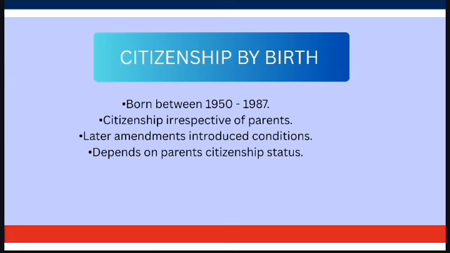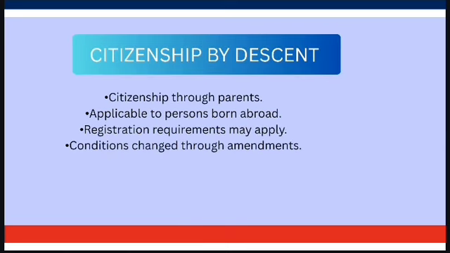After later amendments, additional conditions were imposed regarding the citizenship status of parents. The objective was to prevent illegal migration while preserving genuine citizenship rights. Next is citizenship by descent. Citizenship by descent is granted to a person born outside India whose parents are Indian citizens. The rules vary according to the date of birth and amendments made to the Citizenship Act. In many cases, registration at an Indian consulate is required.